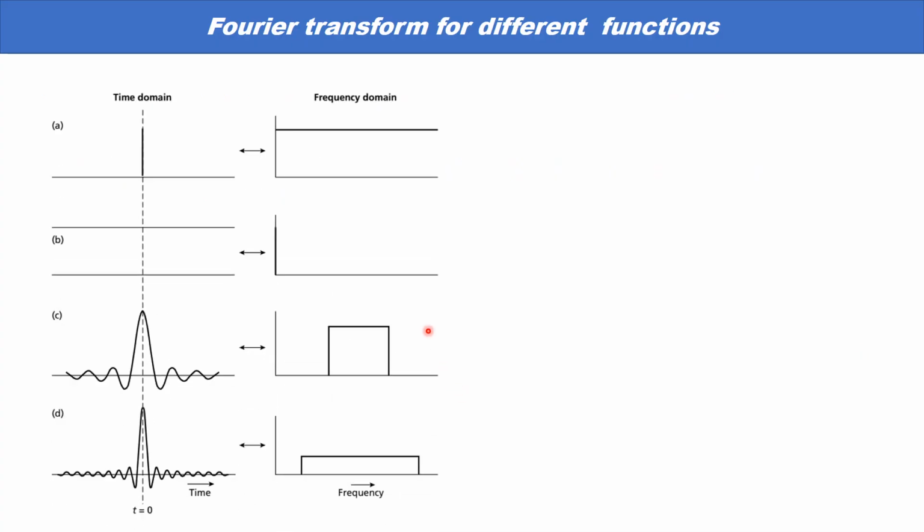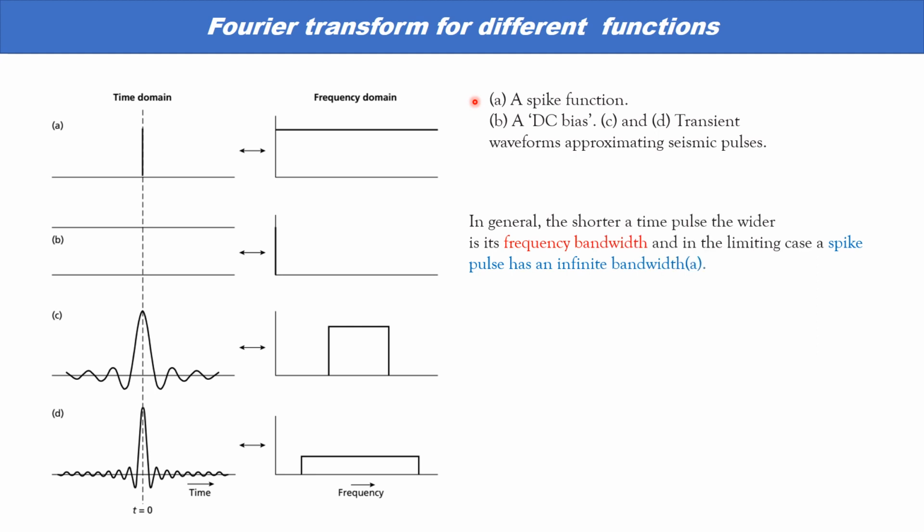For different functions, the Fourier transformations are depicted. For a spike function, this is called an infinite bandwidth frequency spectrum. This is for DC bias, this is called a single spike function. For a transient waveform, we will have a box function, and within the transient waveform, the time pulse, the box function which is defined.